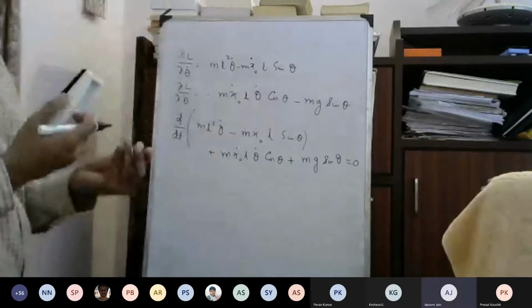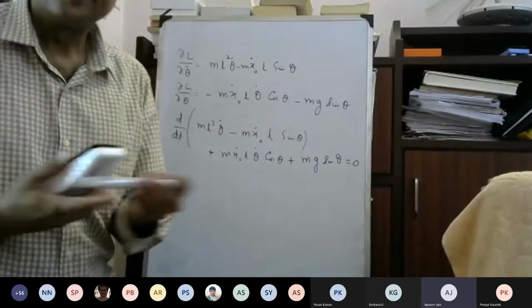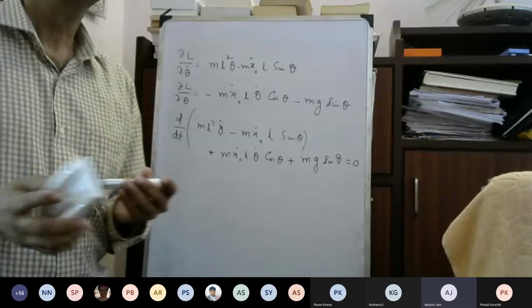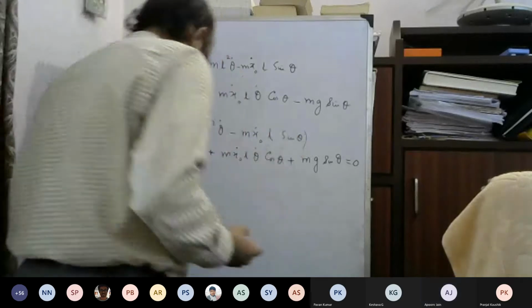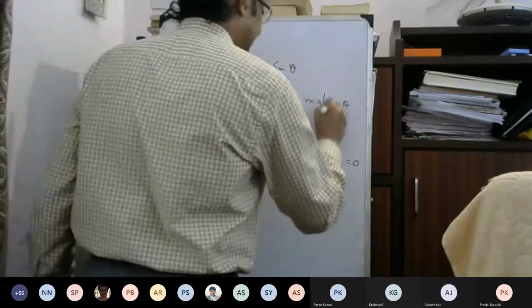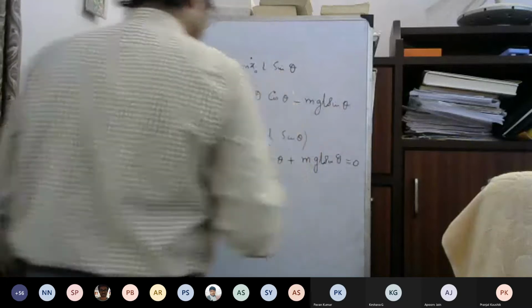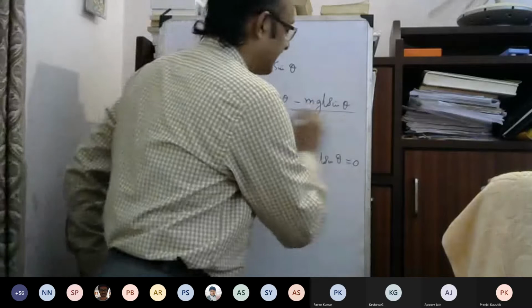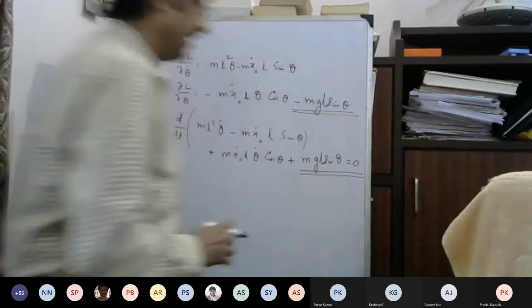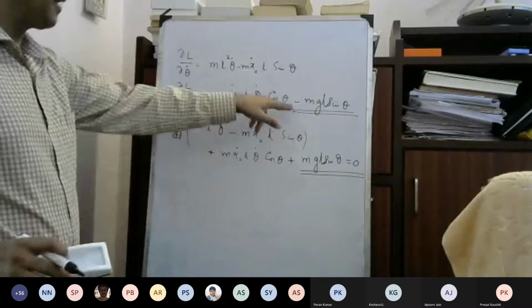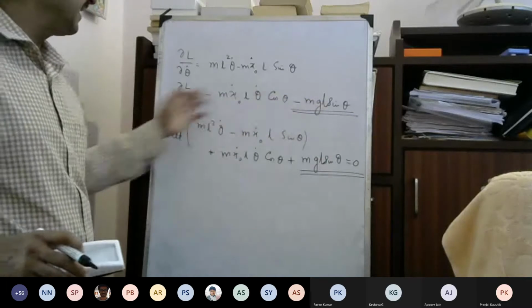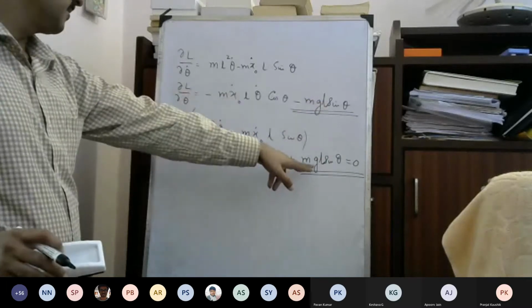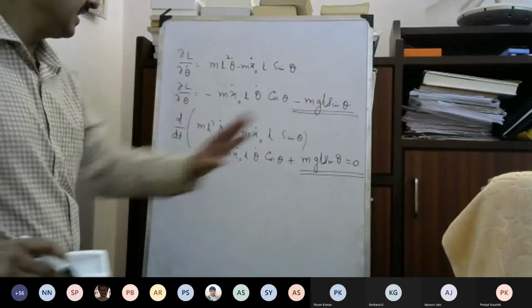Sir, that should be m g L sine theta. X plus L sine theta. Yeah, so m g L sine theta. Please correct this term. I made the mistake several times. So minus m g L sine theta will be there in del L del theta, and when it comes to the equation of motion, it will be plus m g L sine theta.